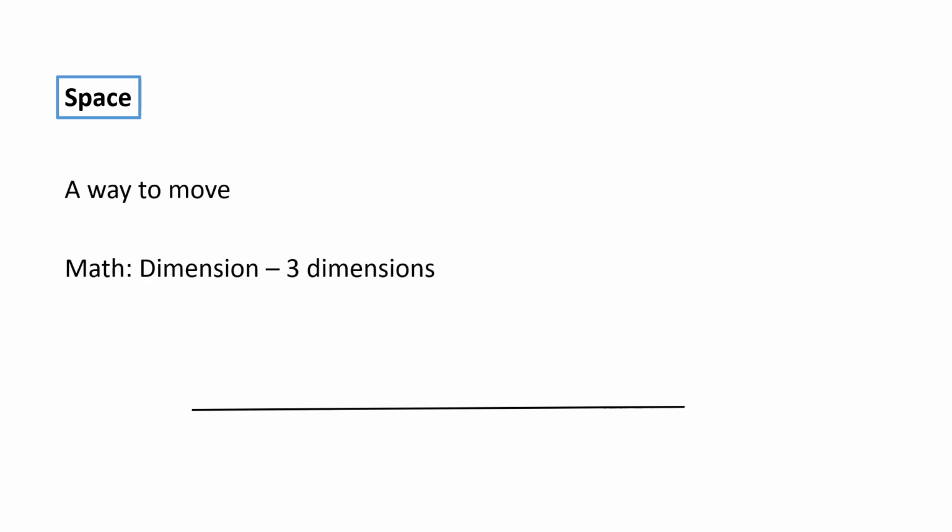Space means a way to move. In mathematics, a way to move is called a dimension. There are three dimensions of space, and the first dimension is called length.